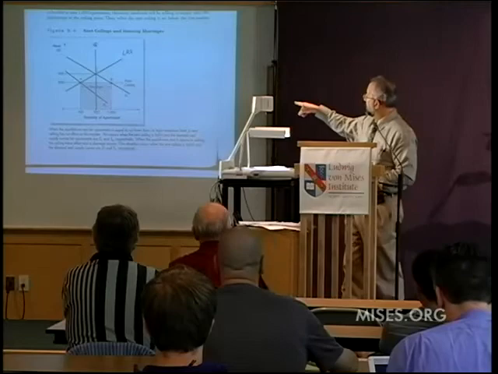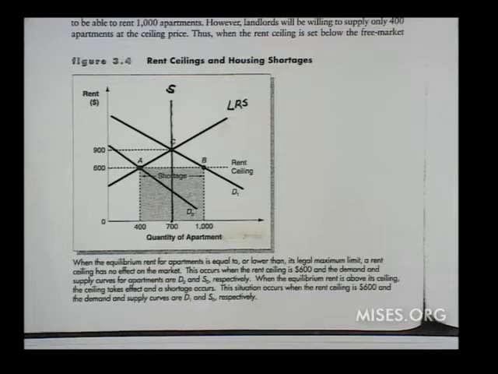There's no control on what you can sell condos for or what you can sell co-ops for, so many of these rental units will be taken off the market and transformed into co-ops and condos. So you get a shrinkage of the rental market, and the shortage will grow from 300 to, in this particular case, 600 units. The shortage will grow worse. But that's not the worst of it on the supply side.